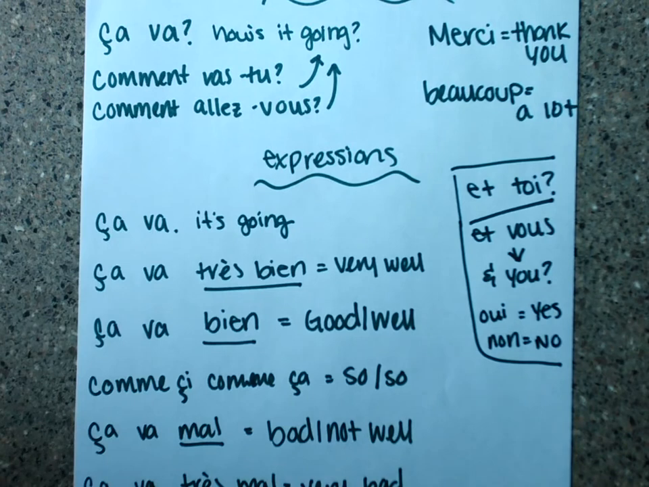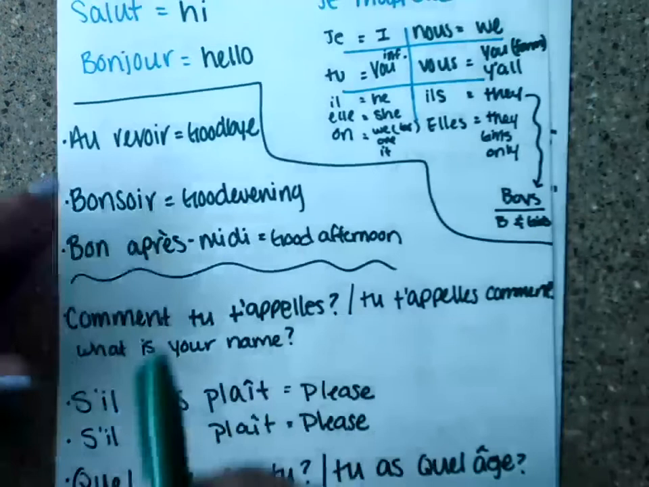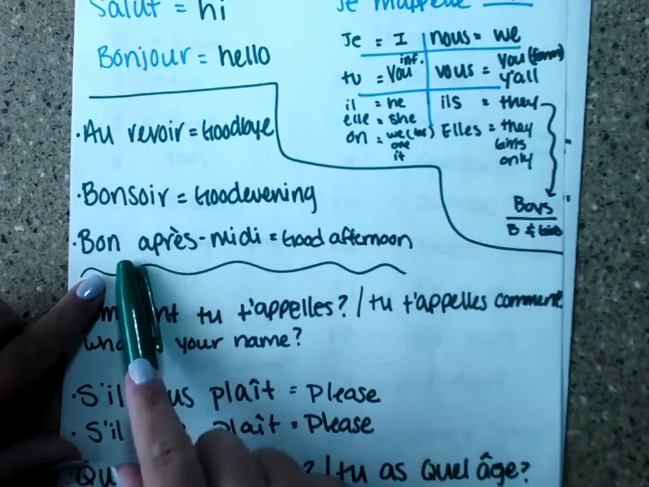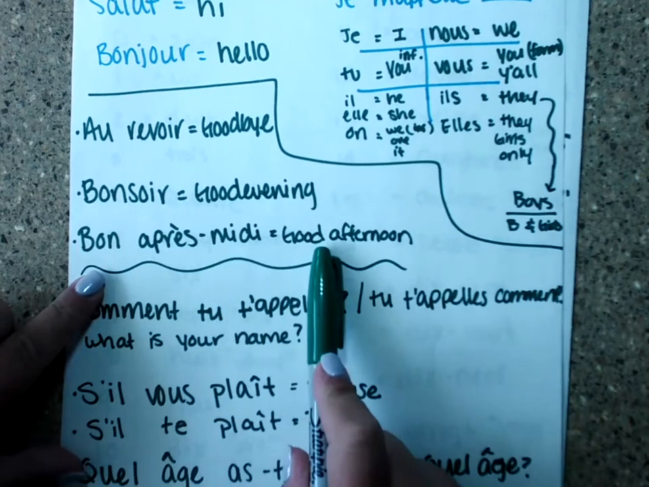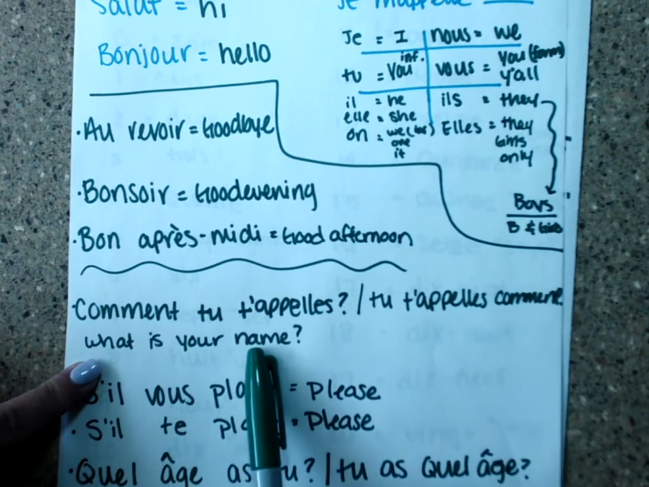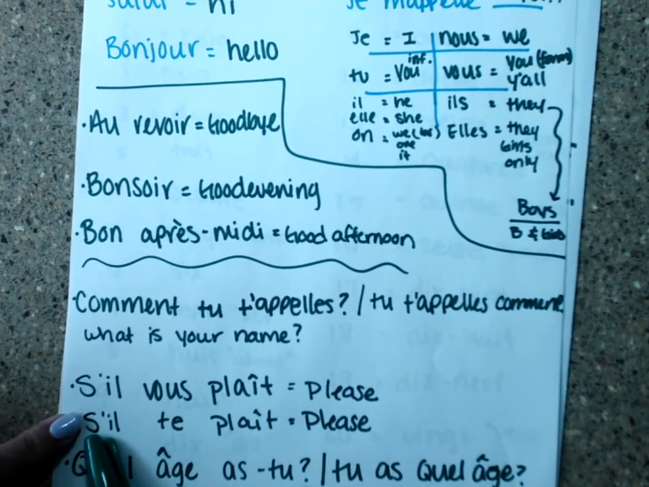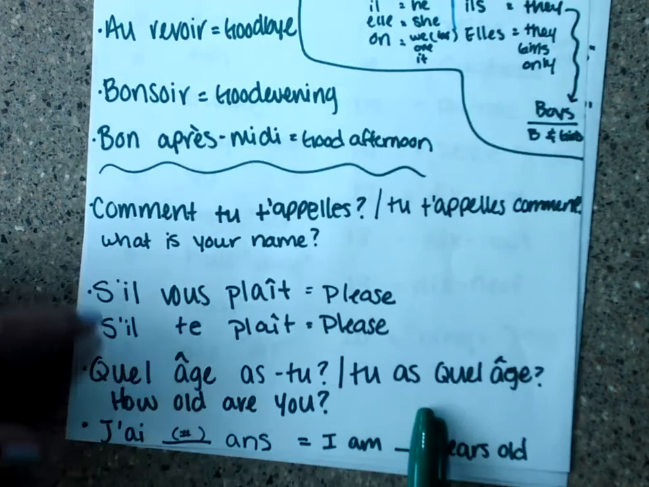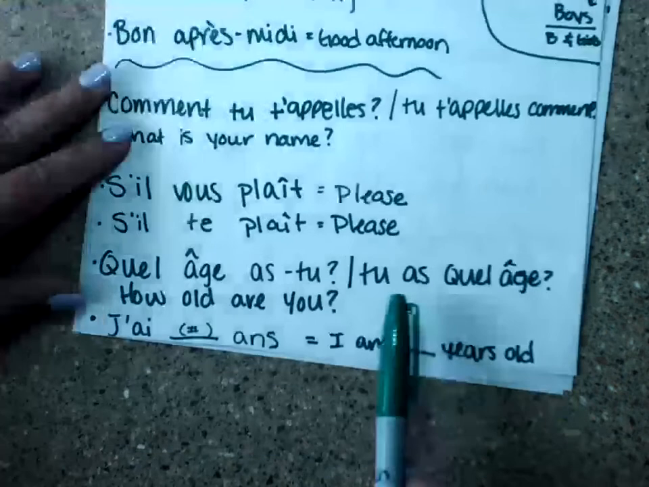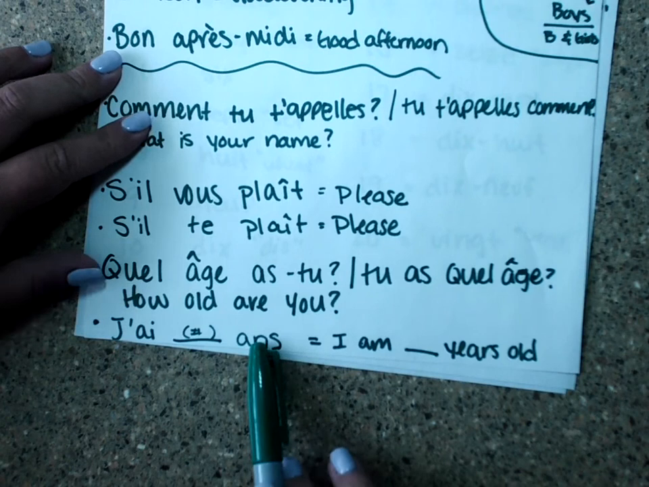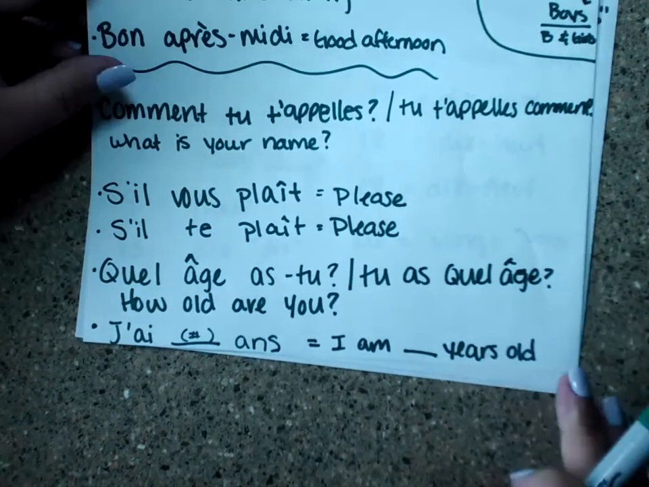Let's go back through everything that we just covered. So first thing that we're going to talk about is au revoir, which means goodbye. Bonsoir, which means good evening. Bon après-midi means good afternoon. Comment tu t'appelles or tu t'appelles comment means what is your name. S'il vous plaît and s'il te plaît both mean please. Quel âge as-tu means how old are you, and same thing with tu as quel âge. You have j'ai plus your number, and then ans to say I am blank years old.